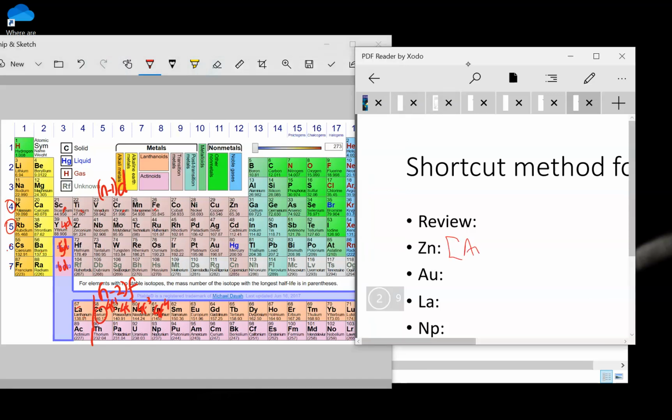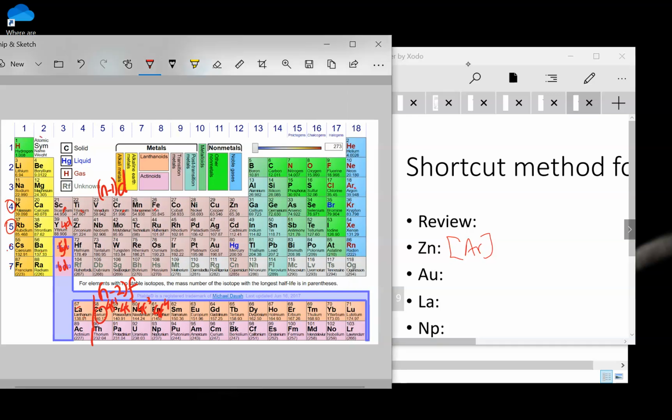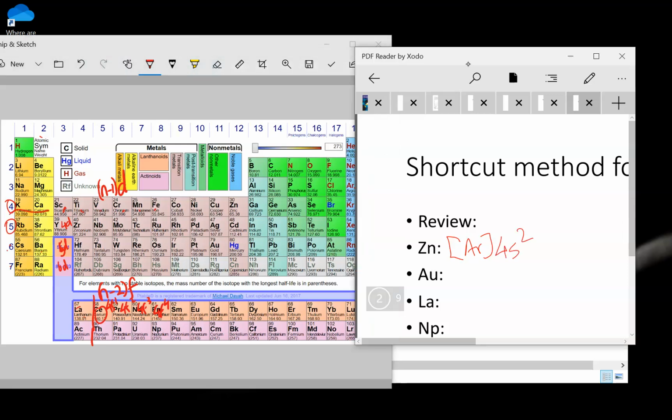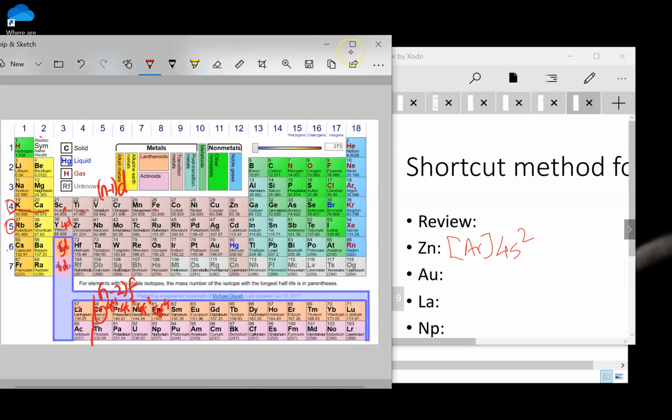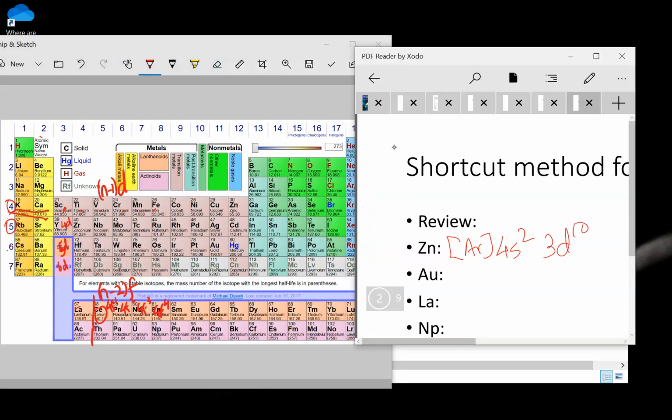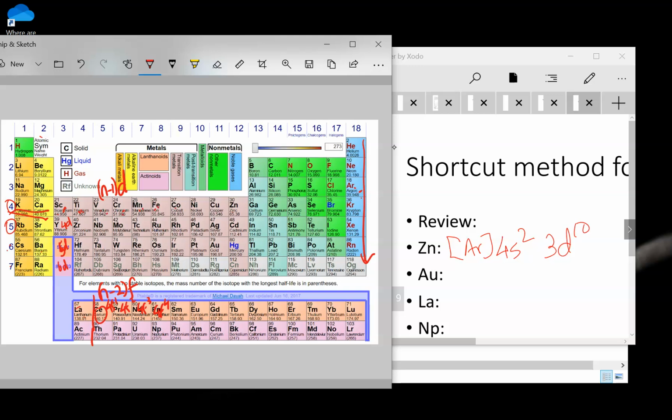So you just put argon in square brackets, and this is a shortcut for writing 1s2, 2s2, 2p6, 3s2, 3p6. Instead of writing all of that, you can put argon in square brackets. And then you add 4s2. Every time after a shortcut, you always follow with an s orbital, because your shortcut always includes a noble gas, and the next electron after a noble gas will be an s electron, because that's the way the periodic table is arranged, right? So you start with 4s2 after argon, and then zinc will have 3d10, because you count 3d1, 3d2, 3d3, up through 10, so it'll have 3d10.